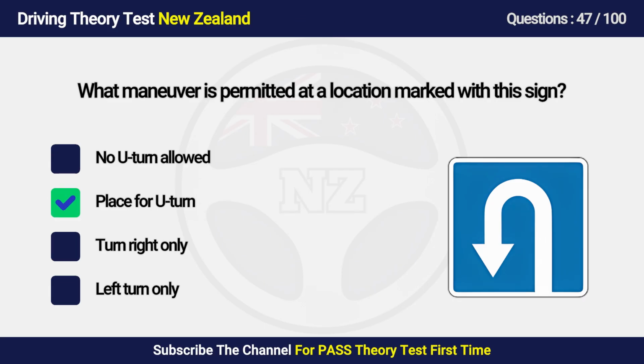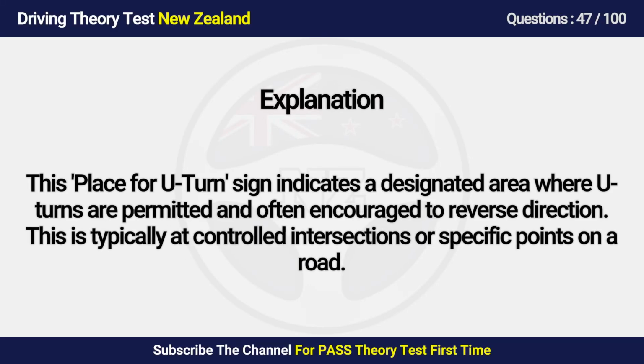Answer is B. Place for U-turn. This place for U-turn sign indicates an area where U-turns are permitted, often to reverse direction. This is typically at controlled intersections or specific points on a road.